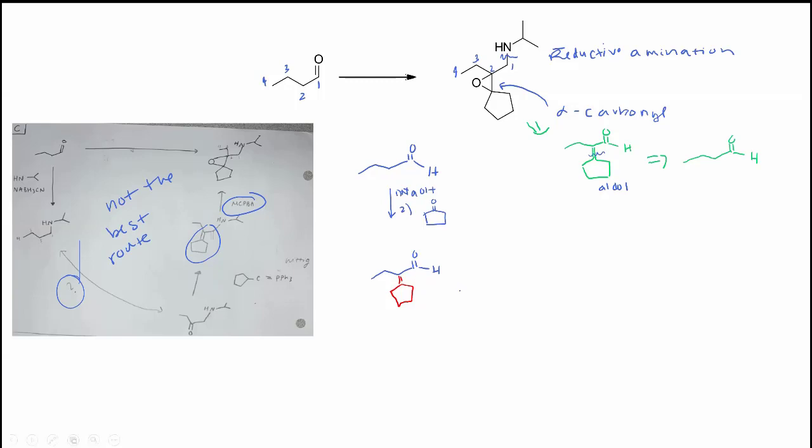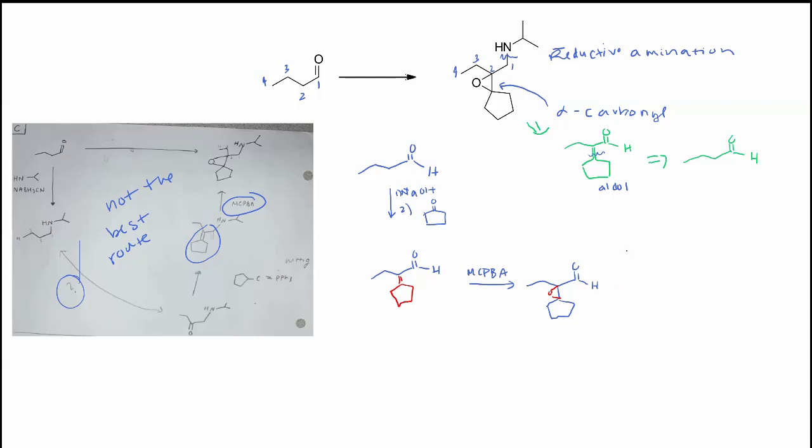And then at this point, we can make our epoxide, or we can do the reductive amination. The order in which we do those does not matter right now. So if you wanted to do the epoxide, you could do that. So you have your epoxide.